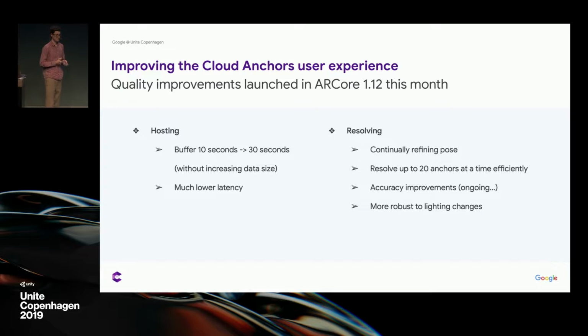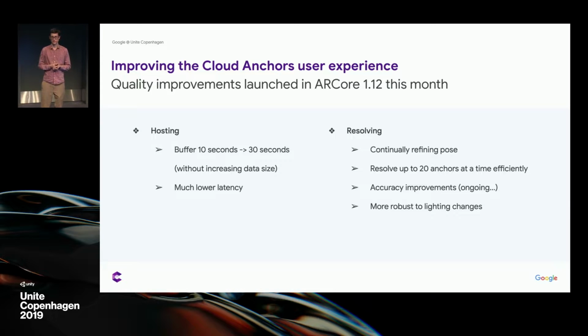Okay, so we've been making a lot of improvements to ARCore, to cloud anchors, since we first launched the feature. And all of these improvements are now in the 1.12 version of ARCore that we launched this month. So for hosting, we've increased the buffer time from 10 seconds to 30 seconds without increasing the amount of data that we use. More buffer time means that you can scan a larger area, which means that you can then resolve from more places later on. It also gives you a little bit more flexibility in the timing of exactly when you call the host method. We've also decreased the latency of hosting. So from the time you call host cloud anchor to the time you get the cloud anchor ID, you should expect that to be about 5 seconds, assuming you have a strong internet connection.